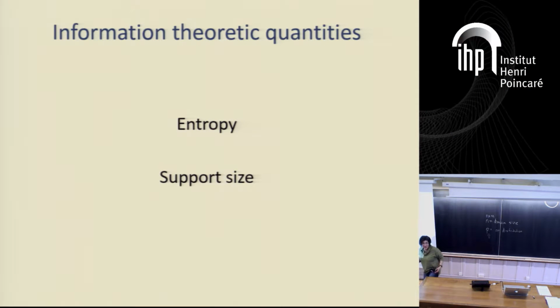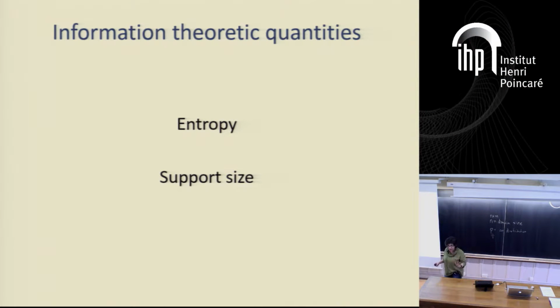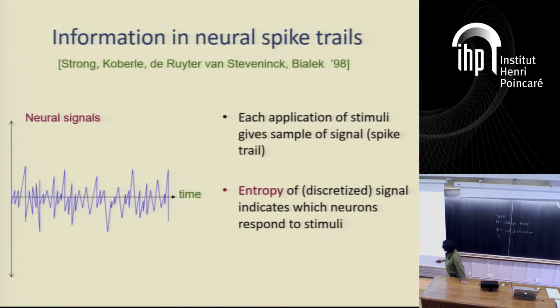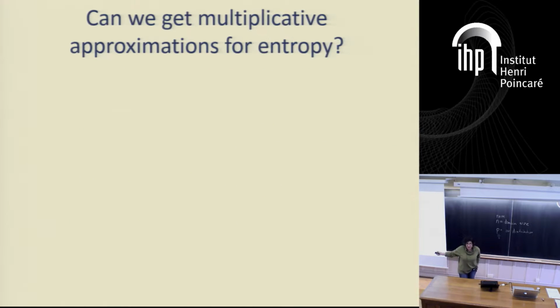All right, so I'm going to just pick up where I left off. I want to talk about some other properties. The ones I want to talk about now are more information theoretic quantities, such as entropy and support size. I mentioned this example already, so I'm going to skip that slide. And I want to talk about approximating the entropy.